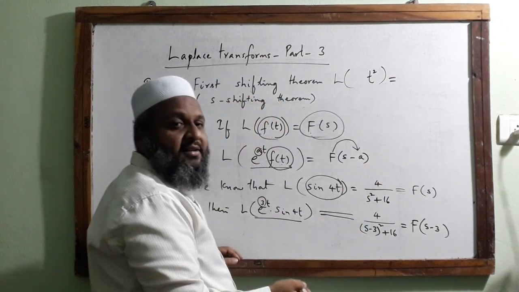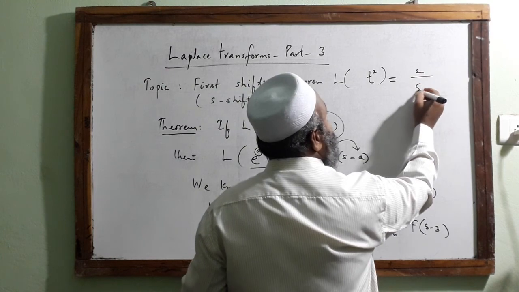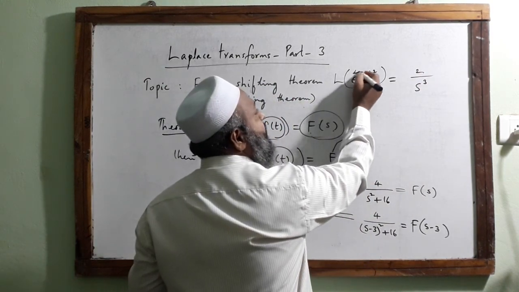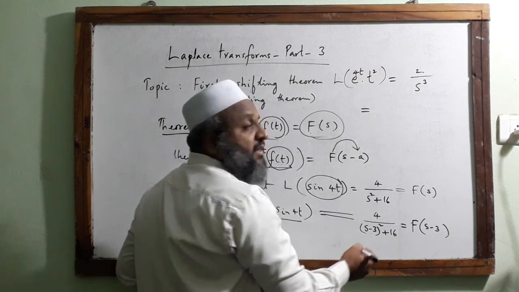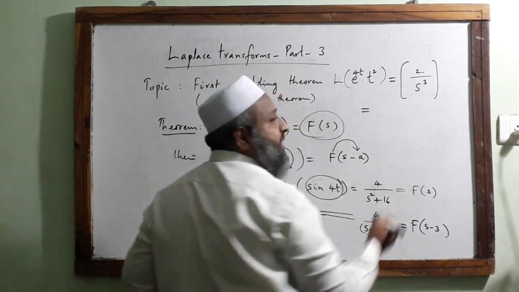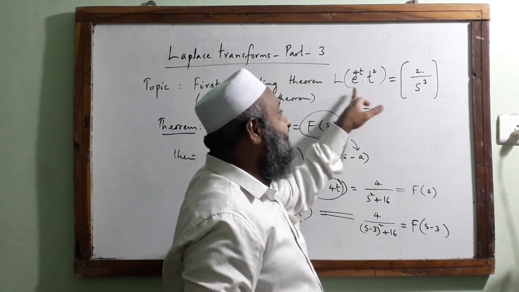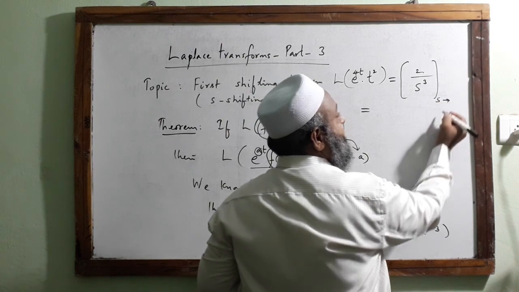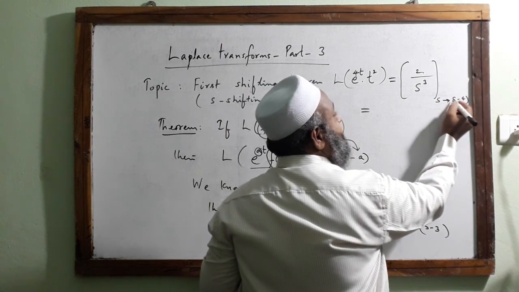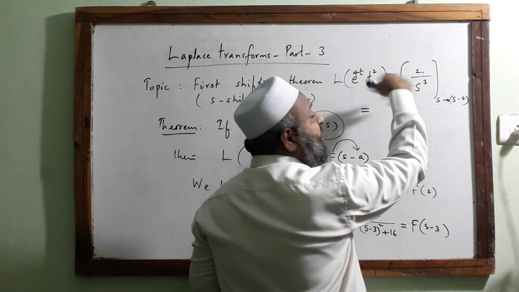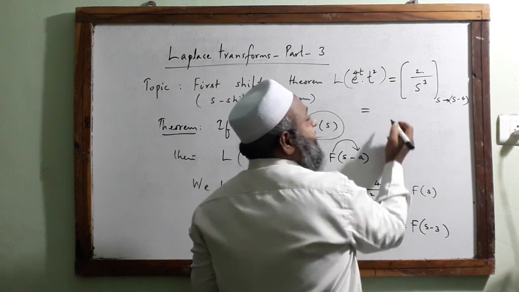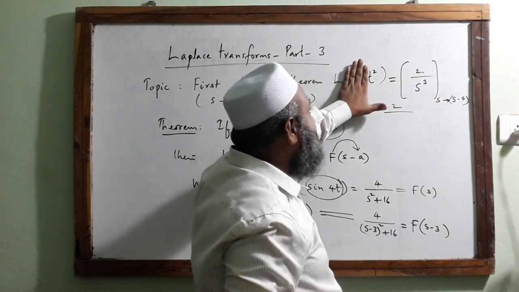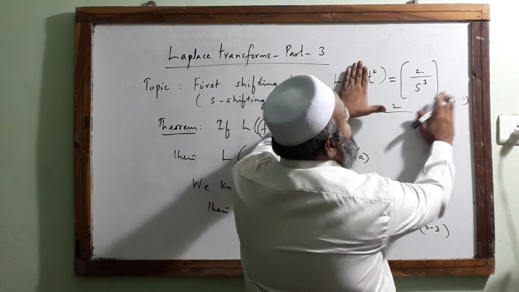L of t square, you know, is 2 by s cube. Now if it is multiplied with e to the power of 4t, then what comes? I can't just directly write L of this as 2 by s cube. I am agreeing that I will change s to s minus 4. If you don't write this, it will be a meaningless or wrong step. If this is not there, I will write only this much.